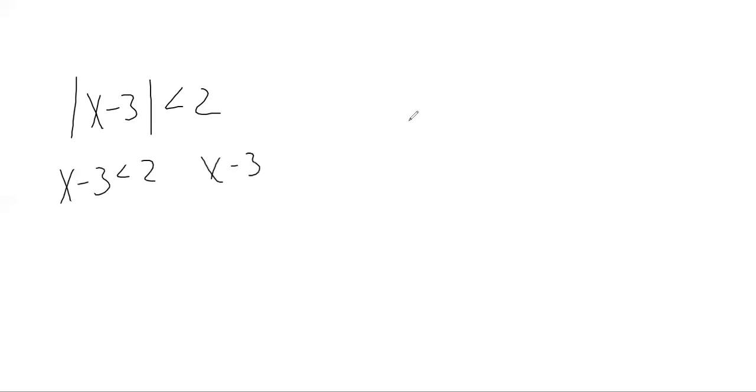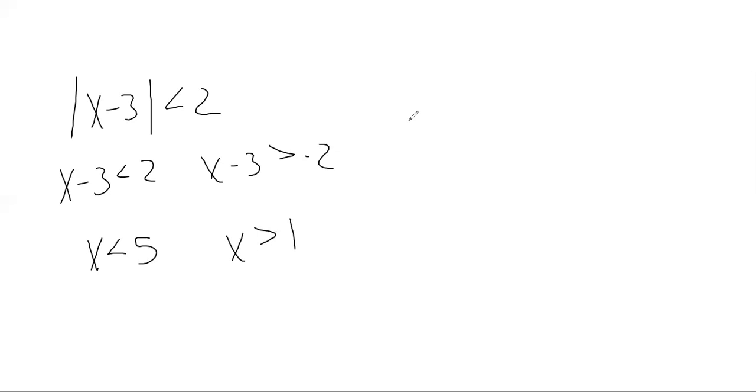All right. Look at one more here. The absolute value of x minus 3 is less than 2. Well, again, I have to solve this. So I go x minus 3 is less than 2, or x minus 3 is greater than negative 2. So x is less than 5, or x is greater than 1.